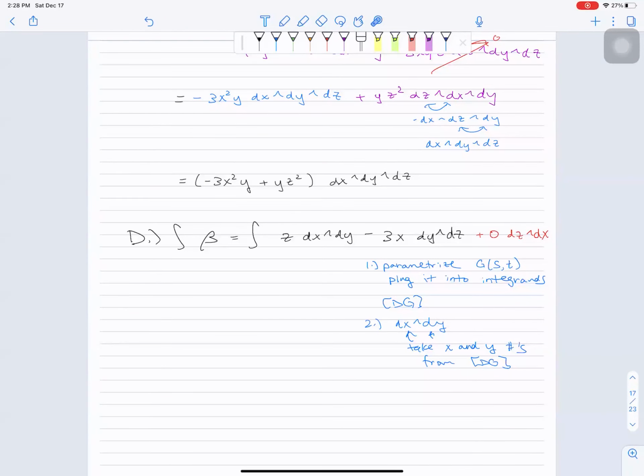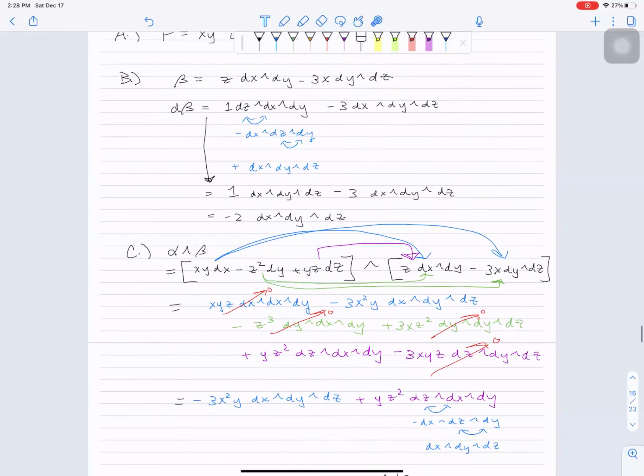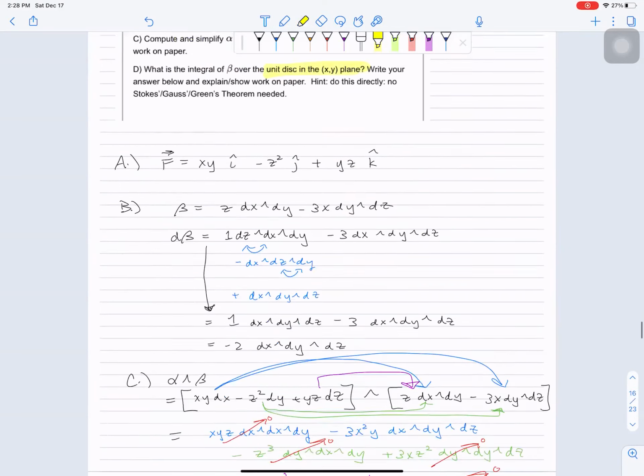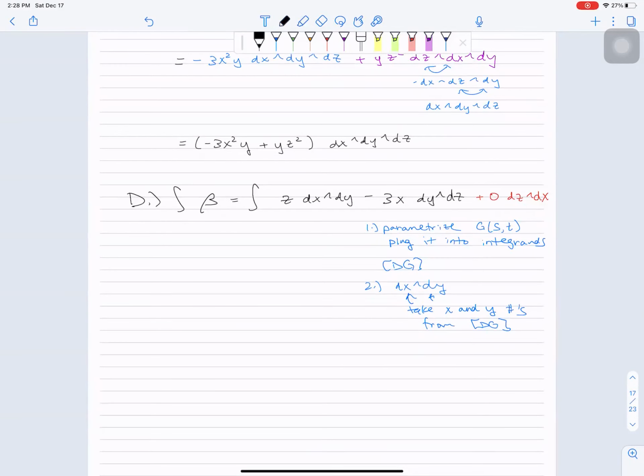Okay, but in this case, let's look a bit carefully at the question. They're saying find the integral over the unit disk in the xy plane. So we have a unit disk in the xy plane. So I just have a disk in the xy plane.